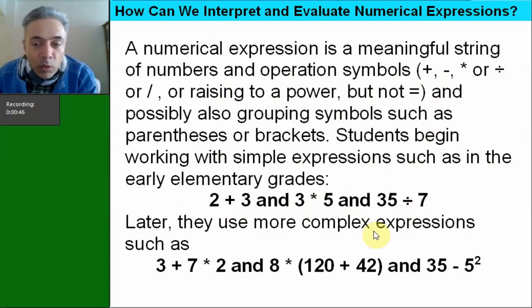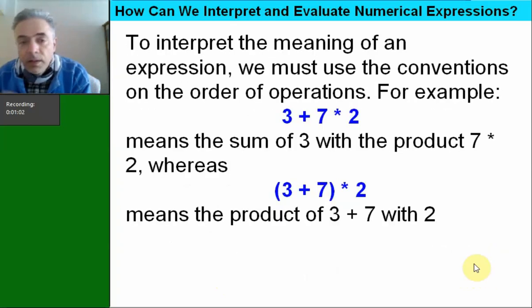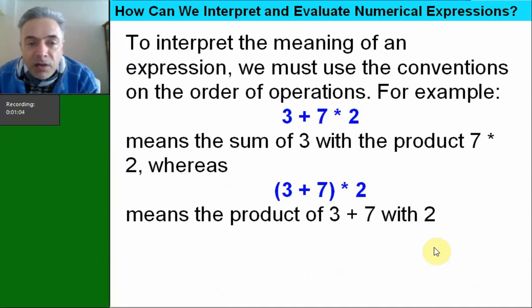Later they start using more complex expressions such as 3 plus 7 multiplied by 2, 8 multiplied by 120 plus 42, 35 less 5 raised to the power of 2. To interpret the meaning of an expression, we must use conventions on the order of the operations.